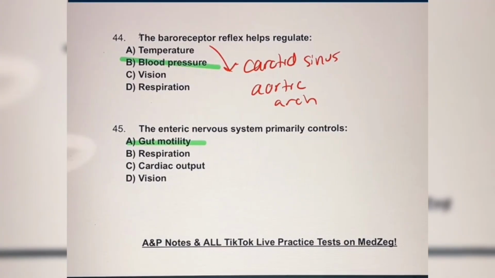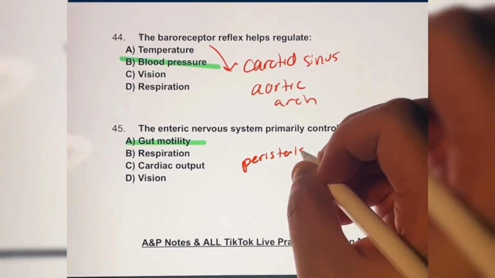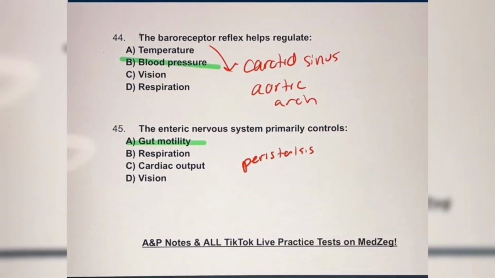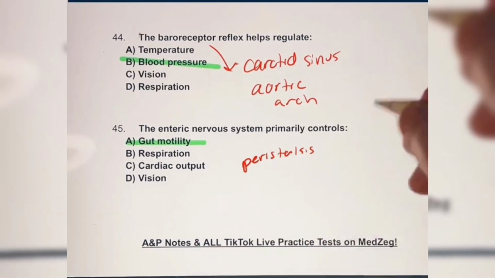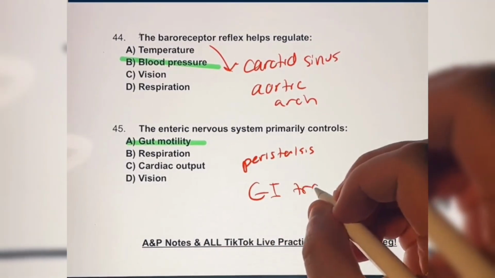It is your gut motility. So the enteric nervous system is essentially kind of like the brain of your gut, right? That is what regulates your peristalsis, any sort of secretion, and your blood flow to your GI tract.